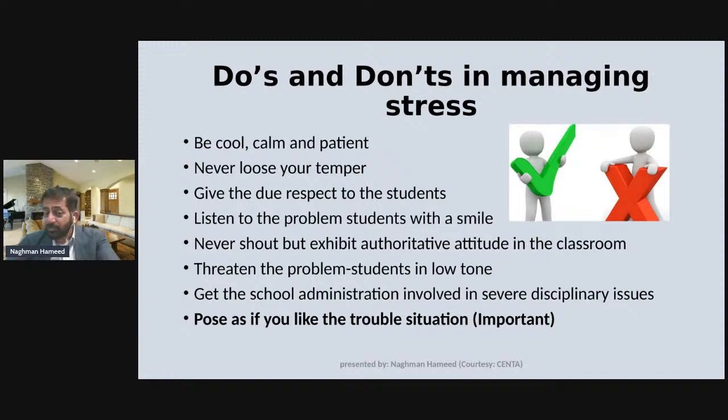Yes, we do that. Everyone does that, right? Right. Yeah. And the last point, I've written it in bold. Pose as if you like the trouble situation. It is very important. Show the students that you like trouble.